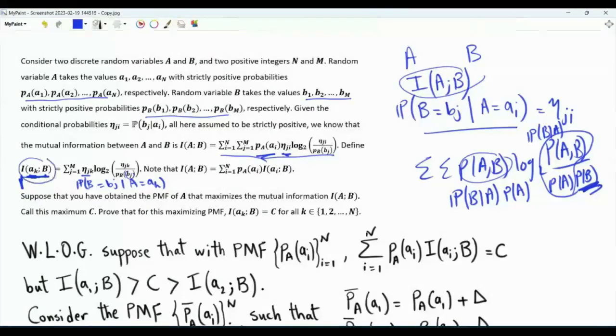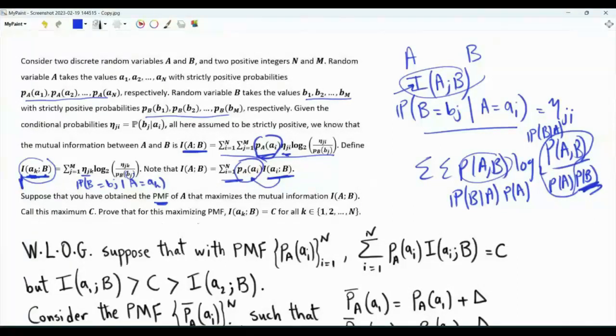If we define those quantities, we can write the mutual information between random variables A and B as a sum over i from 1 to N of those quantities, each one multiplied by the probability that random variable A is equal to Ai. Suppose that we have obtained the probability mass function of random variable A that maximizes the mutual information. Let's call the maximum mutual information C, C for capacity.